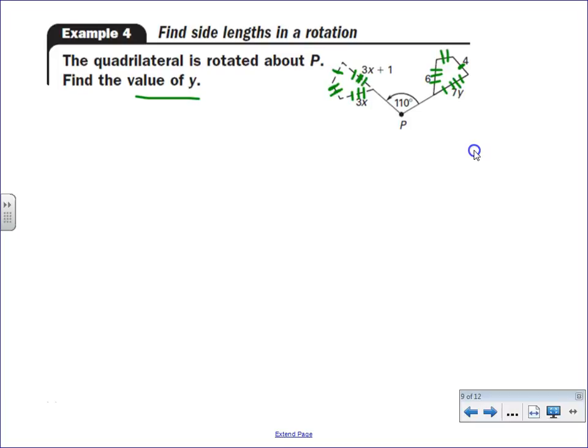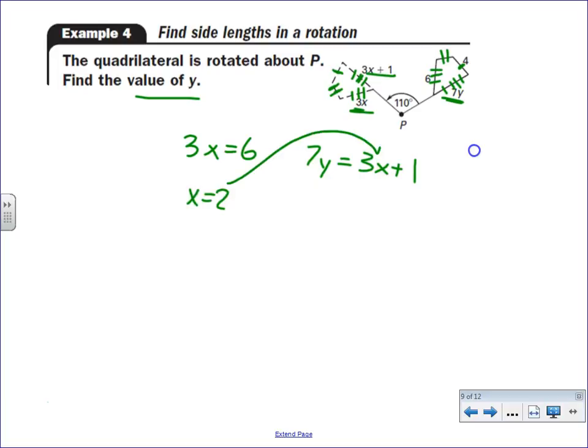So if we want to find y, those segments will be congruent. Since I have two variables, I can't do much with that right now. I see another x value here, and that one is congruent to 6. So if 3x is 6, that means x has to be 2. I can plug that into this equation, 7 = 3x + y. 3 times 2 is 6, plus 1 is 7. Therefore, y equals 1. So I just solved that one, maintaining what I know about the rules of rotations.